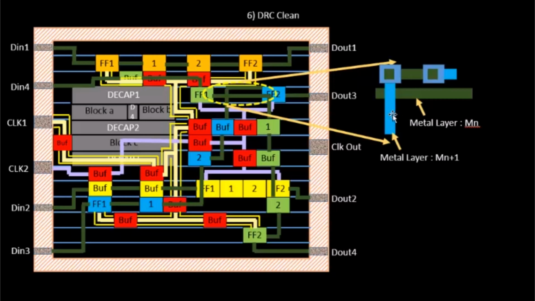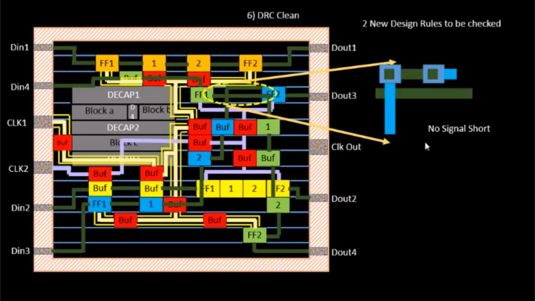Usually the upper metals are wider than the lower metals. We have not shown it over here, but from a DRC point of view, or from a signal integrity point of view, you have the upper metal layers wider than the lower metal layers. While we use this technique to solve the signal short problem, there are a few more DRC rules that come into picture. We have solved the problem of signal short, but we have increased the number of DRC checks. So you have two new DRC rules that need to be checked.